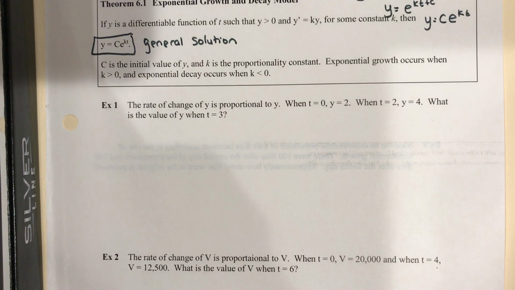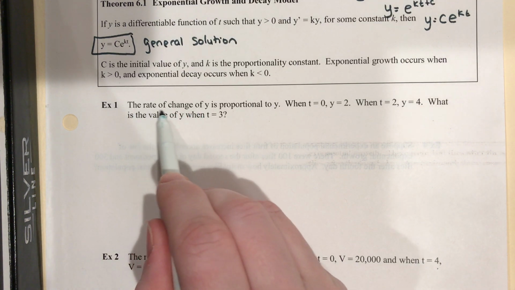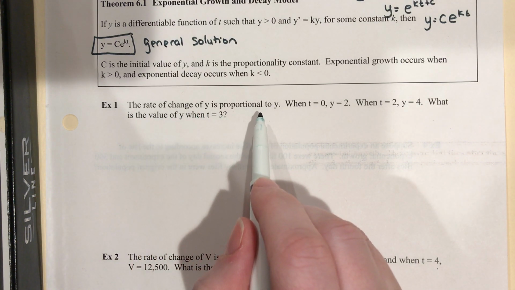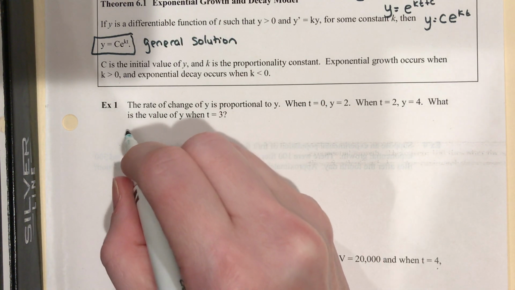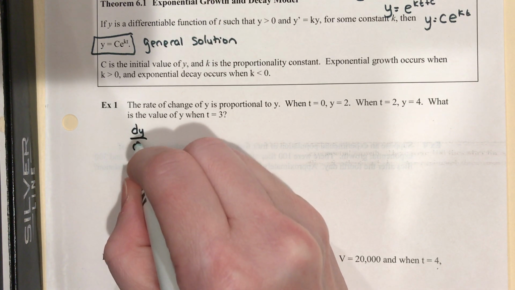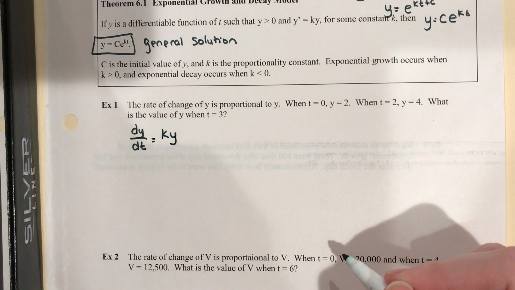It says, the rate of change of y is proportional to y. When t equals 0, y equals 2. When t equals 2, y equals 4. What is the value of y when t equals 3? So that seems like a lot of information. So I'm just going to write down my differential equation. That comes from the first statement right here. The rate of change of y is proportional to y. And I can see that they're using time. So I'm going to say dy dt equals, it's proportional, so k y.